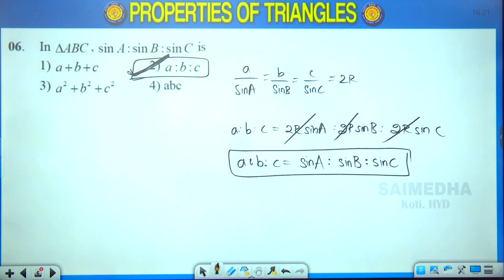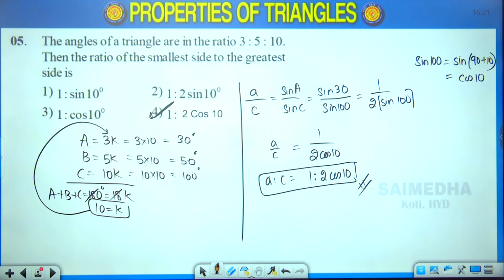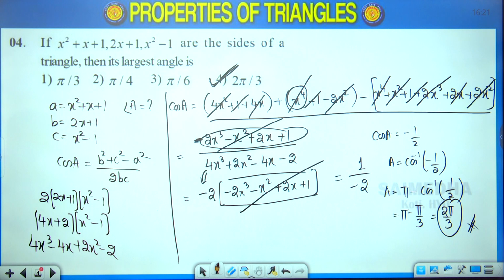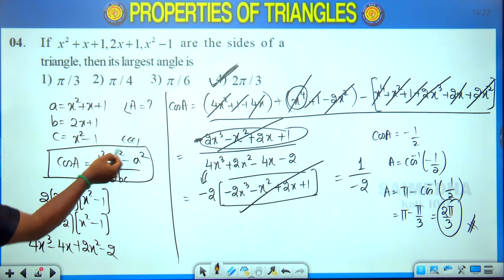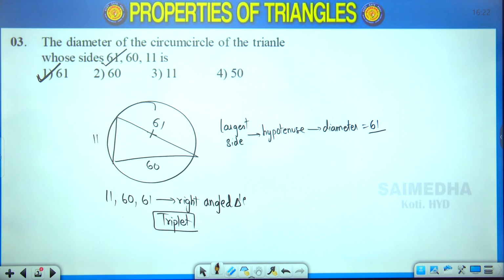Here we discussed the standard sine rule, A is to B is to C equal to sin A is to sin B is to sin C. Here we discussed the sine rule formula again. Here we discussed the greatest side and greatest angle, and the cosine rule. The cosine rule formula is cos A equal to B square plus C square minus A square by 2 BC. This directly appeared in the ECET examination, the formula itself was asked as a question.